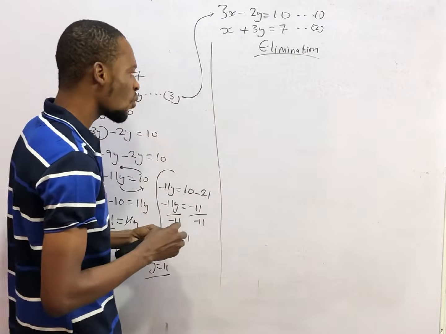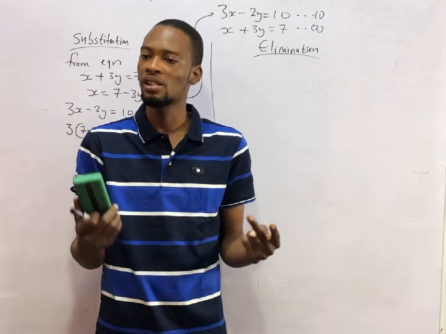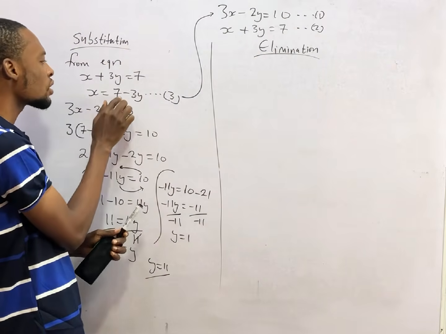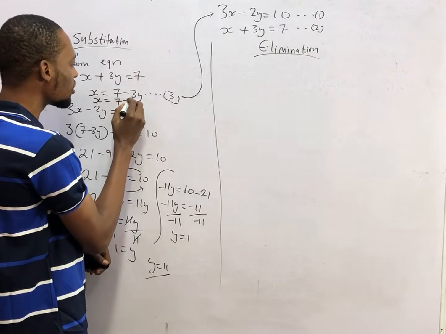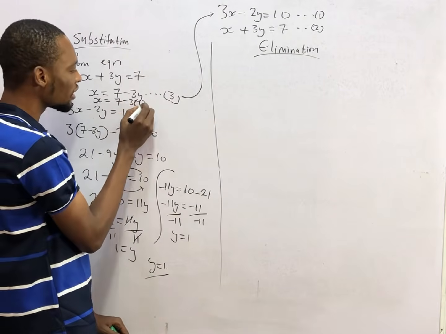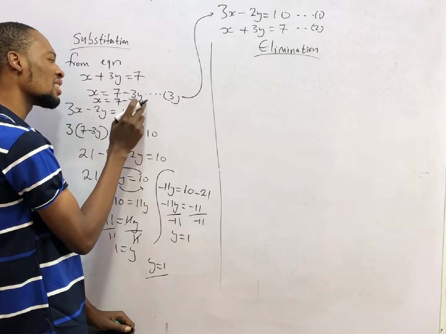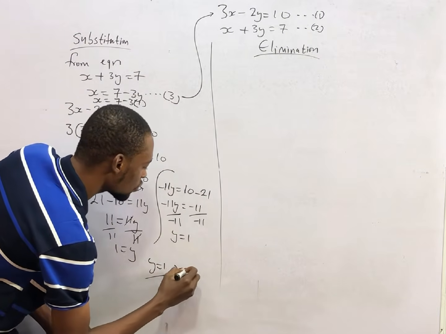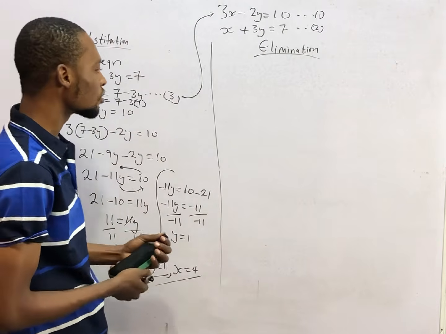In simultaneous equations, we are not just looking for y, we are looking for s and y. That is why it is simultaneous equations. But from equation 3, we are told that s equals 7 minus 3y, which means s equals 7 minus 3 times, what is y? 1. So instead of y, you put 1 here. Therefore, s equals 7 minus 3 times 1. 3 times 1 is 3. 7 minus 3, is that 4? Yes. So s equals 4. The solution to this equation is y equals 1, s equals 4.